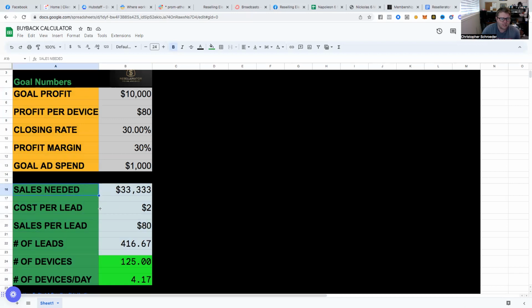So this is sales needed for the amount of profit you're looking to hit, your cost per lead based on the amount of ad spend you want to spend, the number of leads you need, the number of devices, and then the number of devices per day.